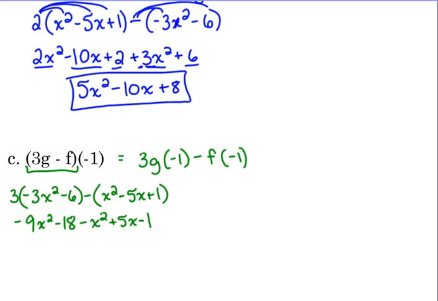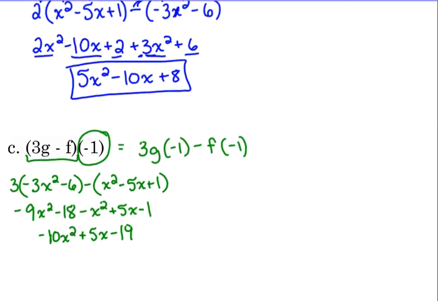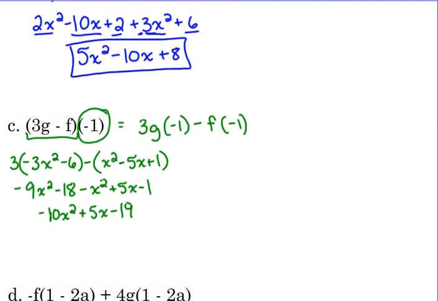Okay, distributing the 3, changing my signs for the second expression, and then combining like terms. So we get -10x squared plus 5x minus 19. So that's the linear combination. We're not finished yet. We haven't dealt with this -1. Again, it's not multiplying by -1 by any means. It is plugging in -1 for our x value.